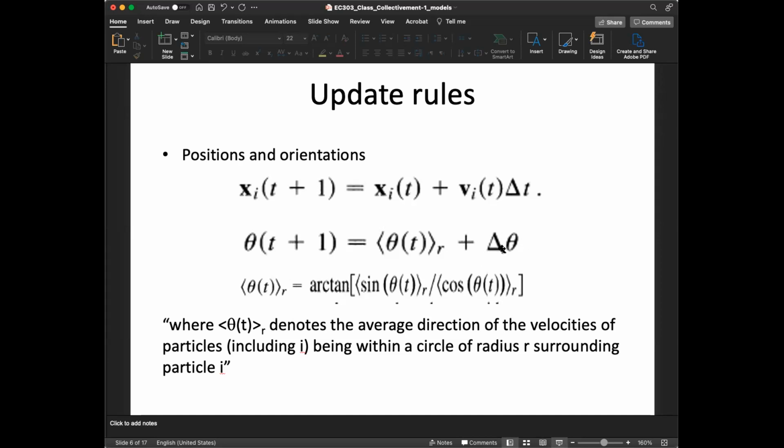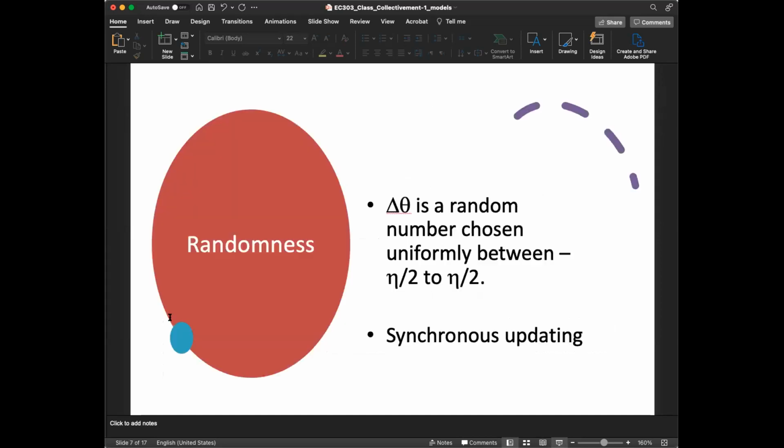Delta theta represents stochasticity. This model assumes that delta theta is a random number chosen uniformly between minus eta by 2 to plus eta by 2. Basically, if eta was pi, it's minus pi by 2 to plus pi by 2. So there is some element of randomness when every agent moves, although it's following the neighbors. And then every agent updates its position and direction synchronously.